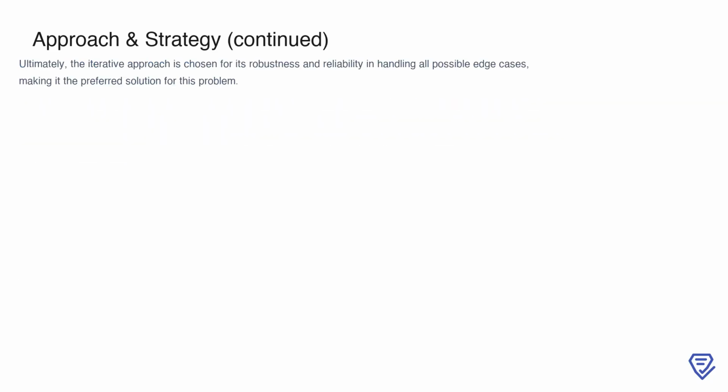Ultimately, we choose the iterative approach for its robustness and ability to handle all edge cases. Its reliability in managing very deep or unbalanced trees without the risk of stack overflow makes it the ideal solution for this problem. While recursion offers simplicity, the iterative method provides better scalability and control, which are critical for ensuring the solution works across all possible inputs.